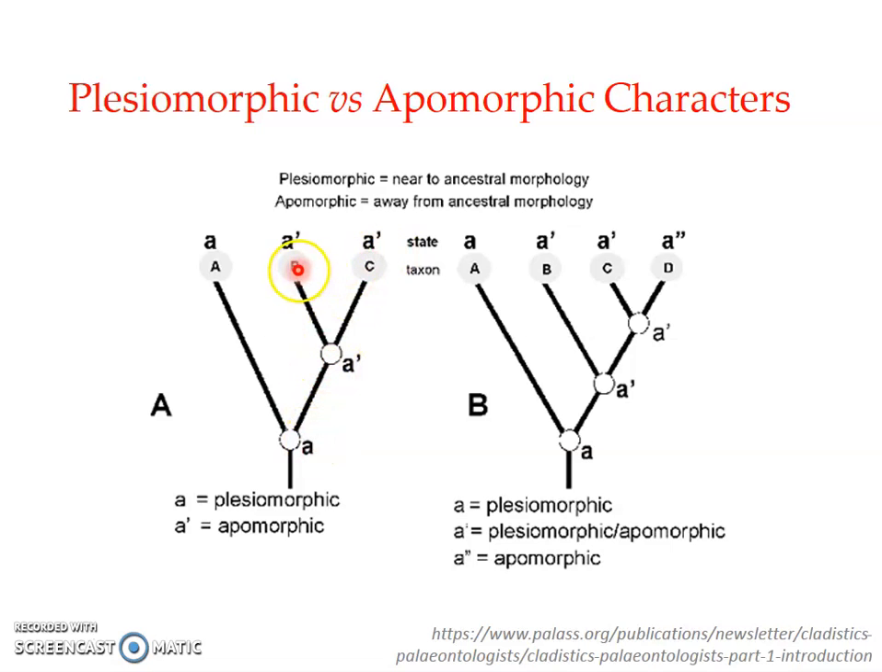For taxa B and C, this ancestor with A prime character is a recent one, while this ancestor with character A is an ancient one. So the character A prime is considered apomorphic, while character A is referred to as plesiomorphic. This plesiomorphic character may be retained by some of the taxa, but in some others it may have got lost. For example, pharyngeal gill slits.